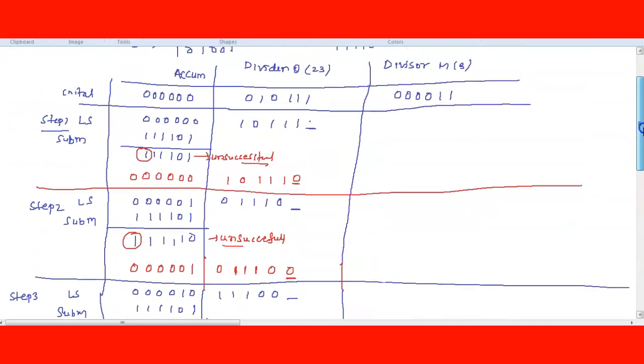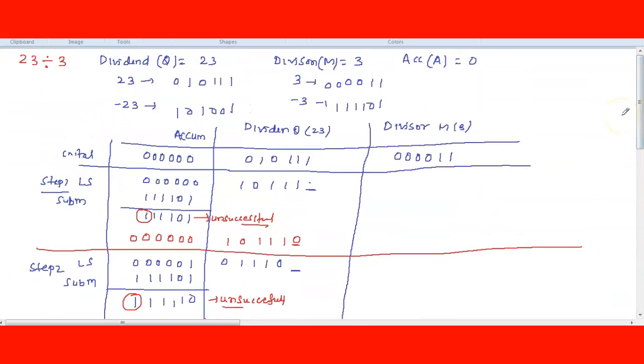How many times? 3 times unsuccessful. So most of the chance we'll get the unsuccessful step here, and one extra step is carried out, which is restoring. That is the disadvantage of this algorithm.